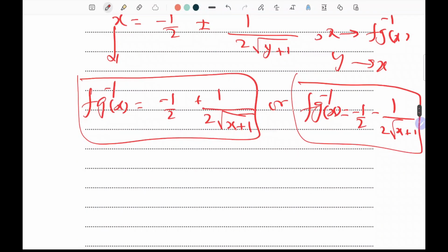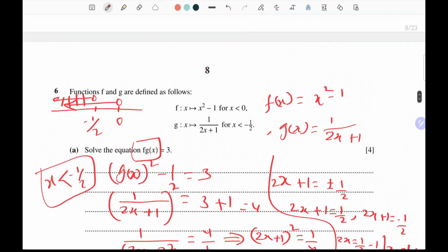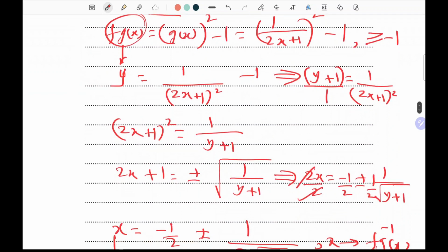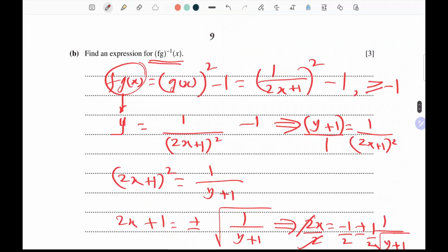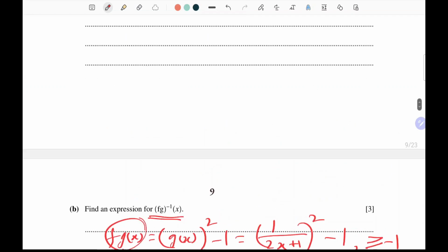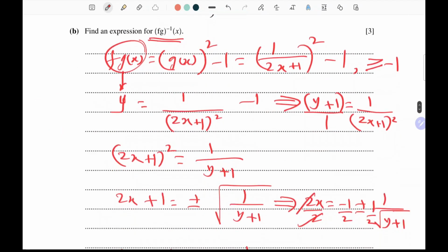Okay, so which one do we have to select? Now you can tell me. Which one should we select, guys? Think about it. This is fg. Oh, what was the domain? Yes, we need to think about the domain. The fg domain we found somewhere, right? Yeah, here.